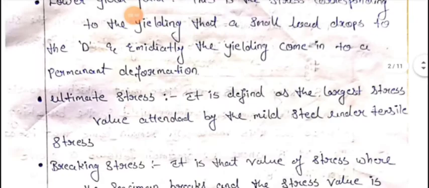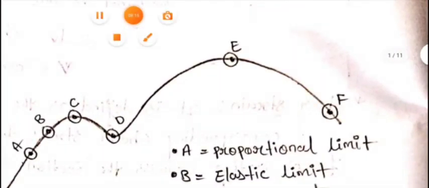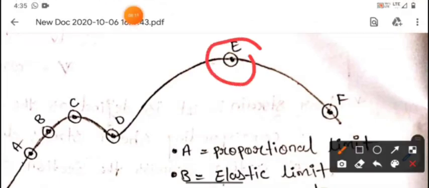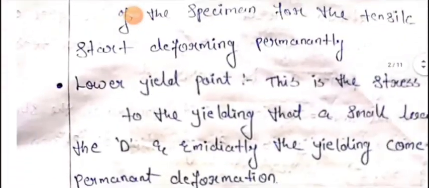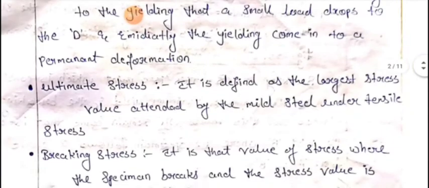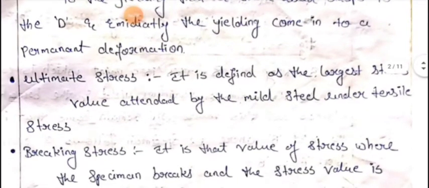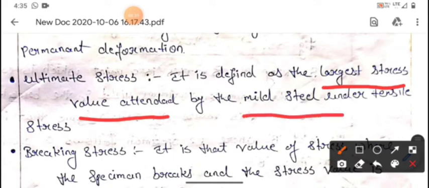Next comes ultimate stress. What is ultimate stress? In the curve you can see the point E. The point E is known as ultimate stress. Ultimate stress is defined as the largest stress value attained by the mild steel. Here, as the load goes on increasing, the stress level also increases, and because of that the mild steel will be under extreme pressure and reaches the ultimate stress.